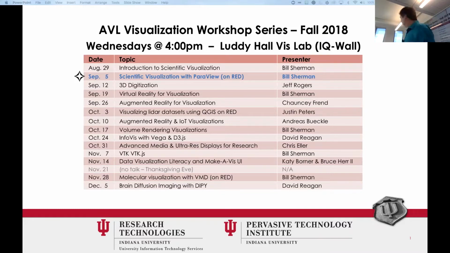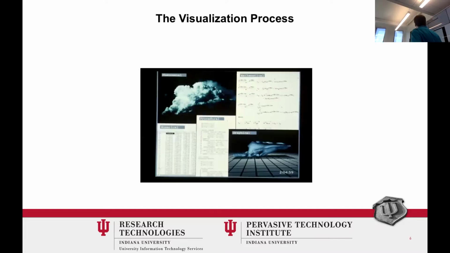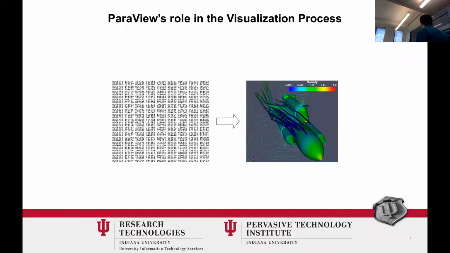So today's lecture is on ParaView and mostly on the IU Research Desktop System, otherwise known as RED, and that's where we're going to start. We talked last week about the visualization process, starting with the phenomenon. The scientist tries to figure out the mathematics of that phenomenon. Then somebody tries to code that into a discrete steps algorithm, and then we end up with numbers, and then graphics. The last two steps are what the scientific visualization process is about and what we're going to use ParaView to accomplish.